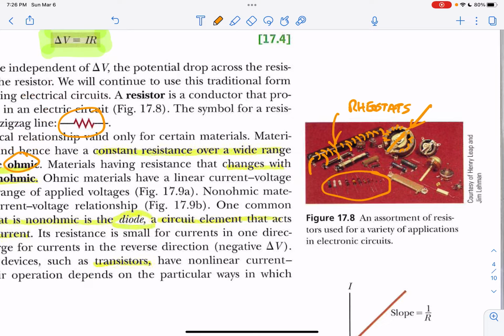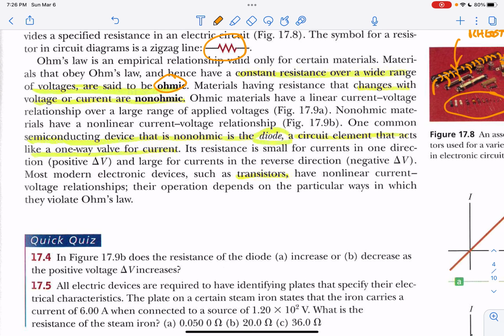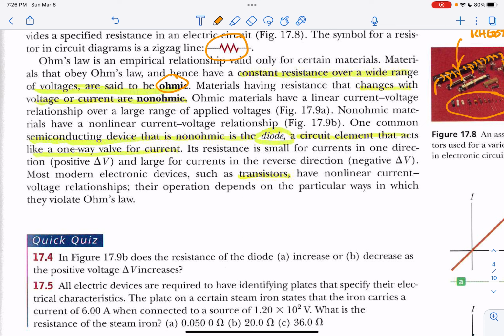They are constant. Now, one good example, important example, of a non-ohmic material is called a diode. It is a semi-conducting device. And of course, if you look at that word and break it down, basically it means sometimes it conducts well, ohmically, we could say, and sometimes it doesn't.